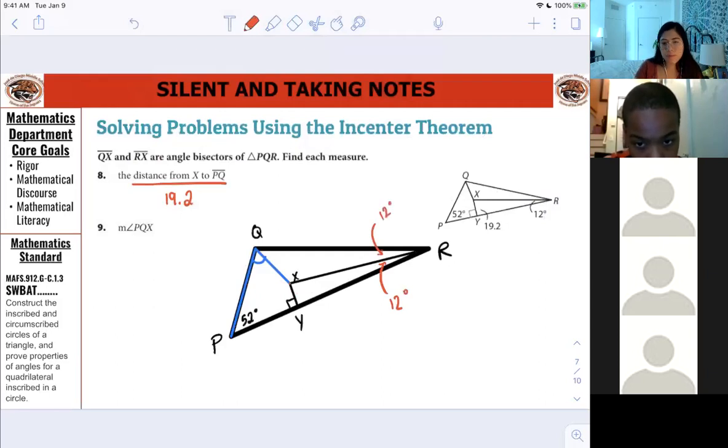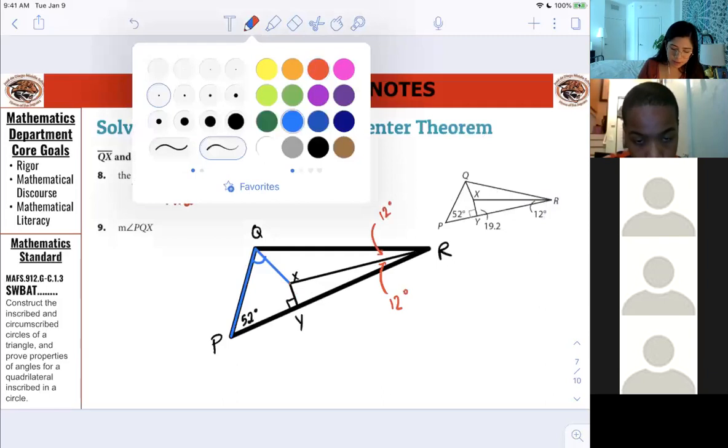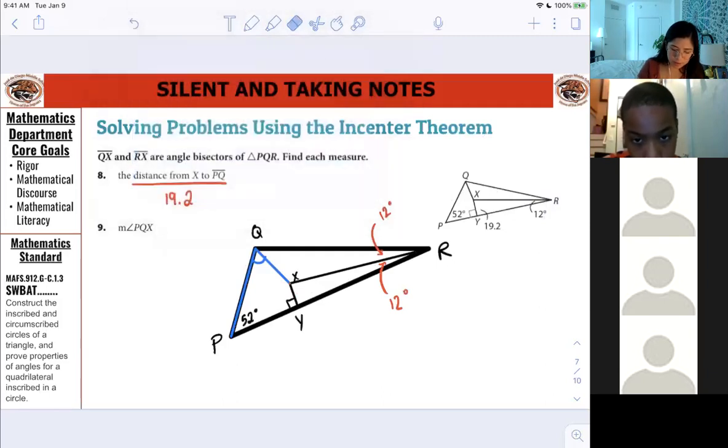Why? Is it because of the bisector? Yeah, because what does it tell me about RX? They're bisectors of PQR. So I know that this line segment here is a bisector. So it's cutting it in half. Therefore, both sides have to be 12. Okay? I know that for sure. So that means what's the whole thing, that whole angle, before it was cut in half by the bisector? If each part of it is 12, what's the whole thing?